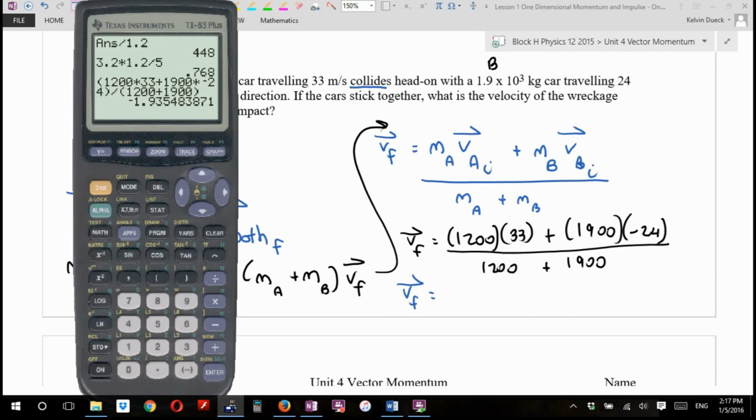You get negative 1.94 meters per second. They're almost enough to cancel out, because if it was 0, they would cancel out. That would have been a collision that did this. Here, negative, car B wins, I guess, if we want to say that.